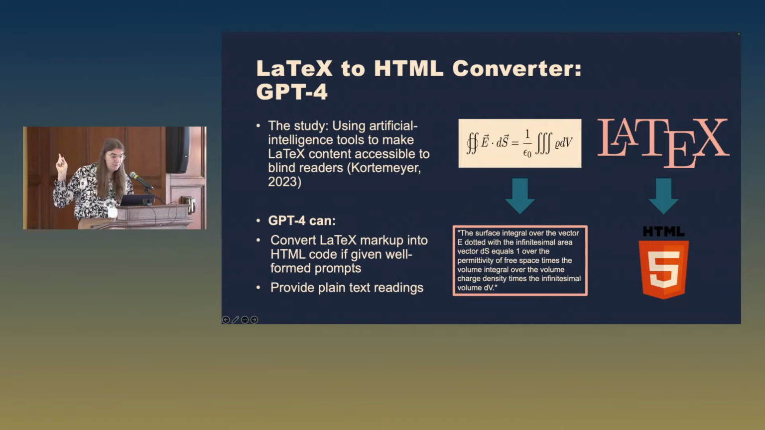that's at, unbelievably to me, an undergraduate level, which reads: the surface integral over the vector E dotted with the infinitesimal area vector dS equals 1 over the permittivity of free space times the volume integral over the volume charge density times the infinitesimal volume dV. And I actually have a math degree. And reading that after 5 years out of school was impossible, but actually reading that plain text version, I can understand, which is incredible that GPT-4 can actually do that.